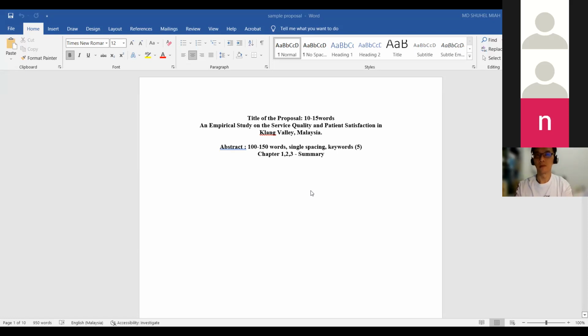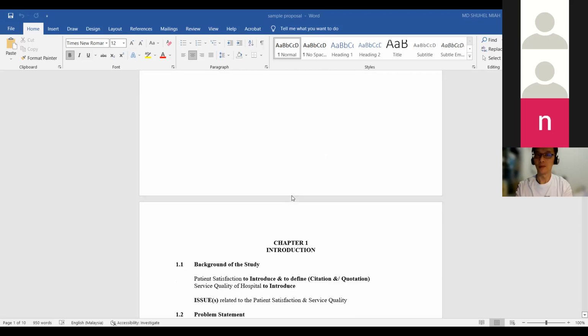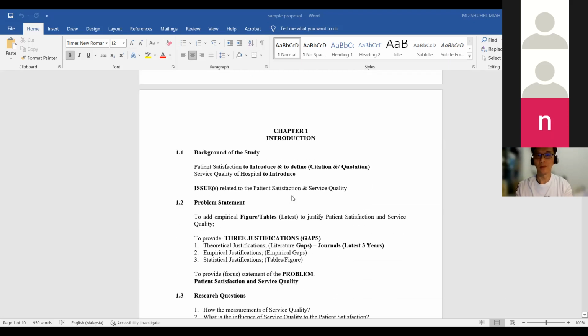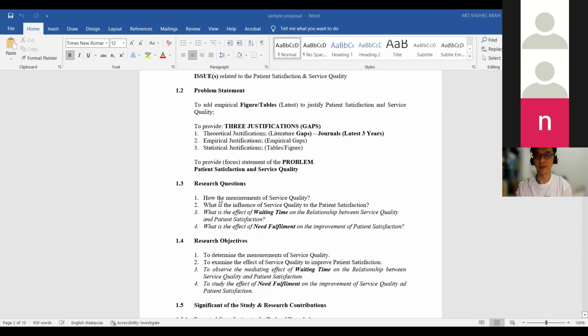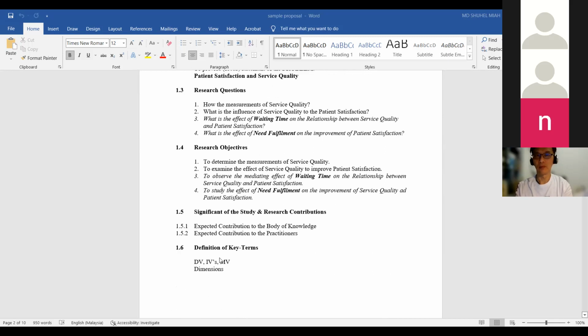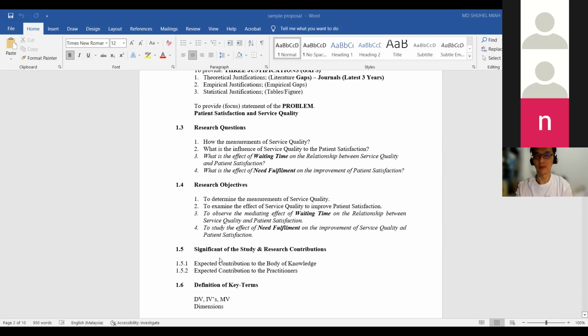So after that, you will be writing an abstract and, as I mentioned, an introduction. In the introduction, you will be discussing the background of your study, and then you will write about your problem statement. You will also be writing your research questions and research objectives. This one I'll give you some more information on.